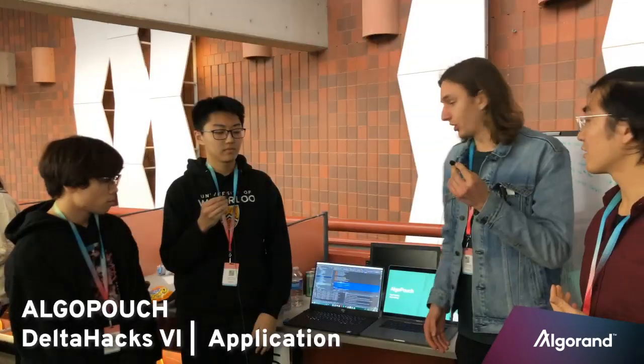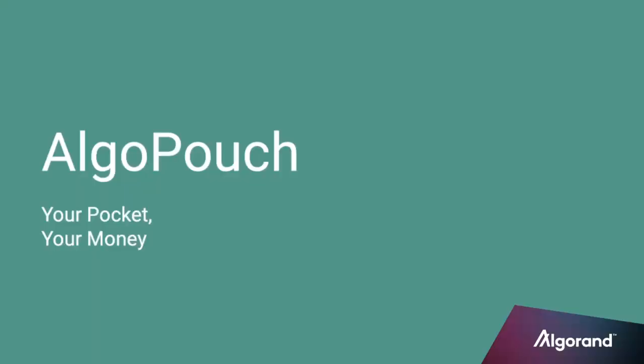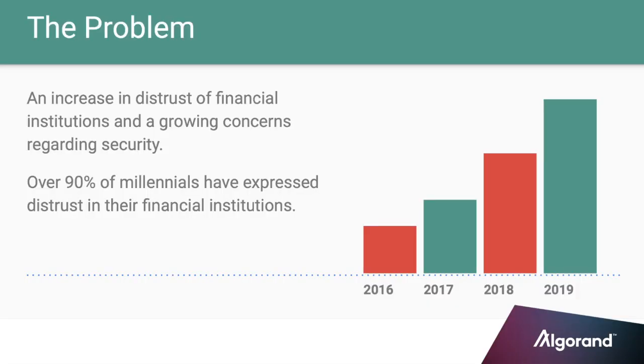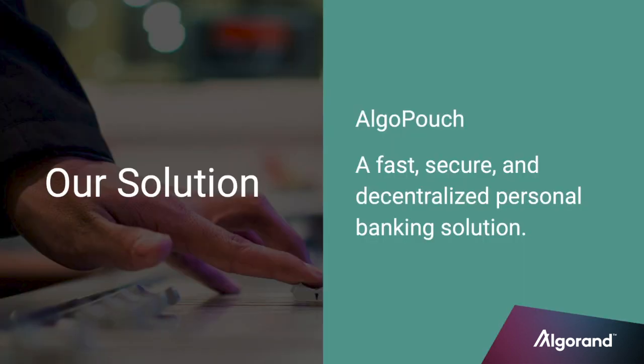Today we're going to be pitching you our product called Algopouch, your pocket, your money. The problem we're taking a look at today is the increase in distrust of our financial institutions and growing concerns regarding security. In fact, over 90% of millennials have expressed distrust in their financial institutions. So our solution, Algopouch, is a fast, secure, and decentralized personal banking solution.